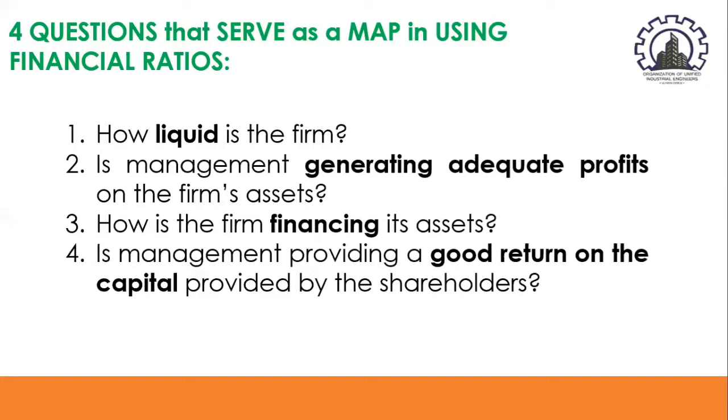The next question that will serve as a map in using financial ratios is, how is the firm financing its assets? We now turn to the matter of how the firm is being financed, and we shall return to the firm's profitability shortly. The basic issue is the use of debt versus equity. Do we finance the assets more by debt or equity? We use the terms debt and liabilities interchangeably. Remember that.